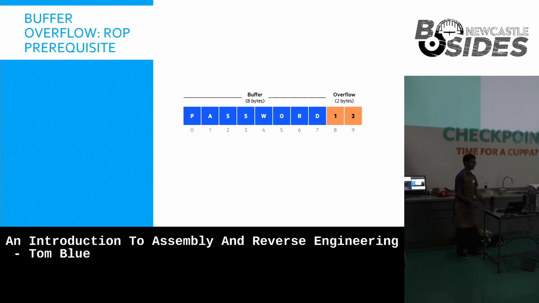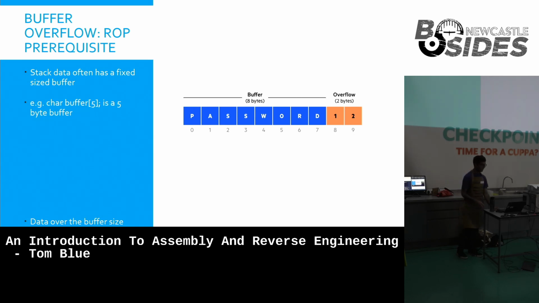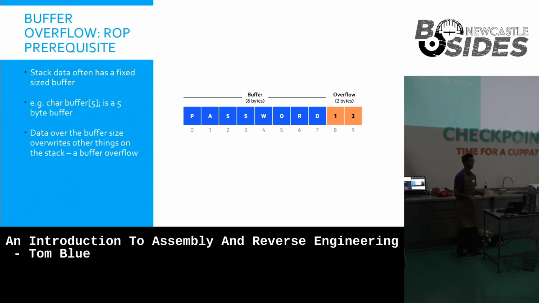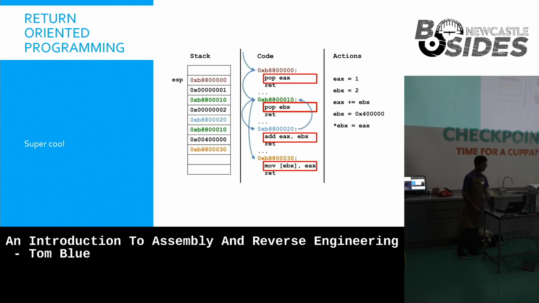Buffer overflows, a prerequisite for ROP. A buffer overflow is when you have, on the stack, a buffer of a certain number of bytes, and if you try to write more than that, you'll overflow and overwrite other things on the stack. Remember that on the stack, there's data like the return pointer, the base pointer, and parameters. So with return-oriented programming, it's super cool.